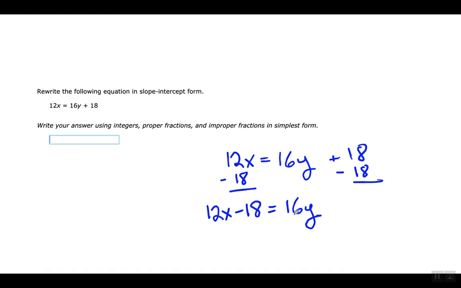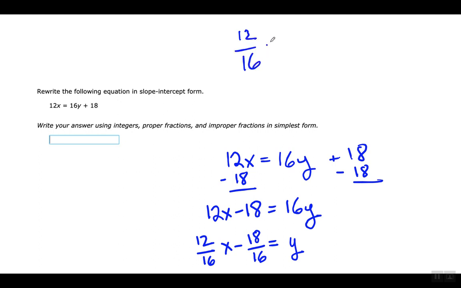Now the only thing left to do, excuse me, the only thing left to do is to divide both of these numbers by 16. Lo único que falta es dividir por 16 estos dos números. So I'm going to have y equals 12 over 16 x minus 18 over 16. I got to simplify both of these fractions. Tengo que simplificar las dos fracciones.